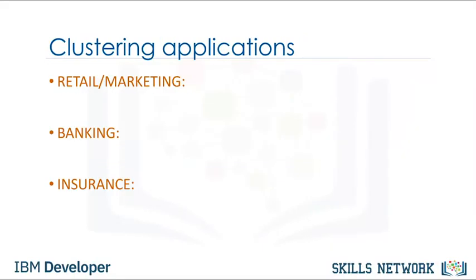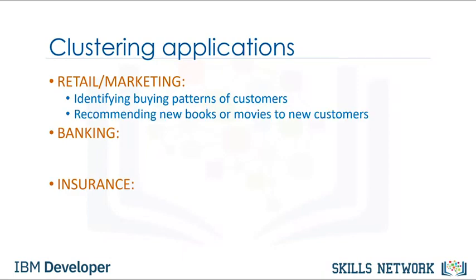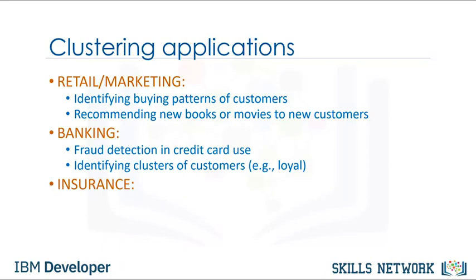In the retail industry, clustering is used to find associations among customers based on their demographic characteristics, and use that information to identify buying patterns of various customer groups. Also, it can be used in recommendation systems to find a group of similar items or similar users and use it for collaborative filtering to recommend things like books or movies to customers. In banking, analysts find clusters of normal transactions to find the patterns of fraudulent credit card usage. Also, they use clustering to identify clusters of customers, for instance, to find loyal customers versus churn customers.